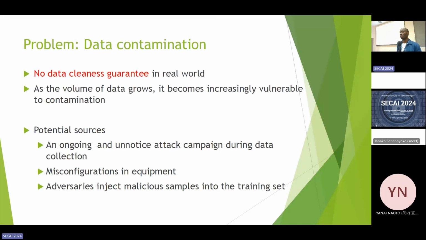And potential sources of such contaminations in the training data sets can be, maybe during data collection, there was already an attack campaign going on, and that will be collected also as normal data, or some misconfiguration. Also, we can have a compromised equipment in the network, and that will generate data that will be anomalies in the training, or also an adversary can try to inject malicious data in the training set.